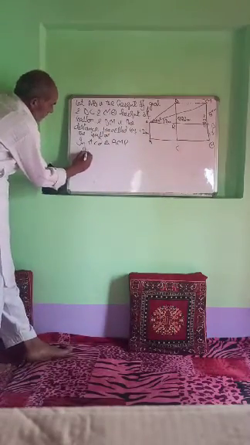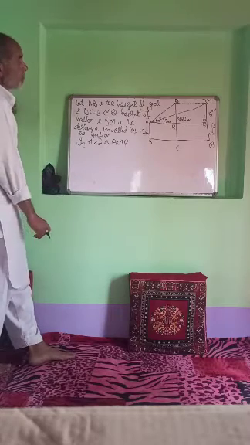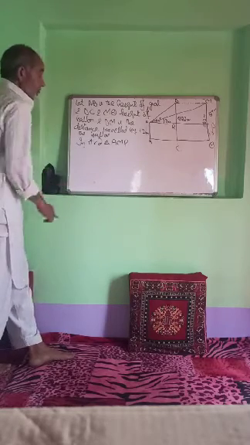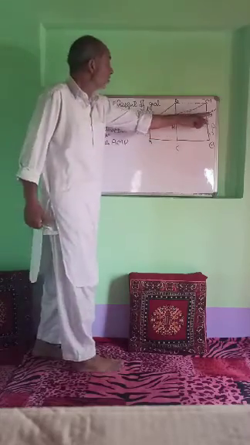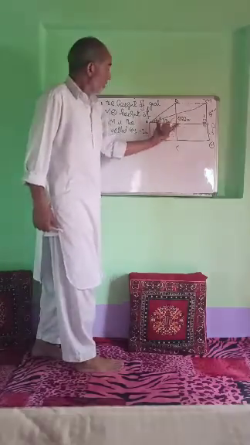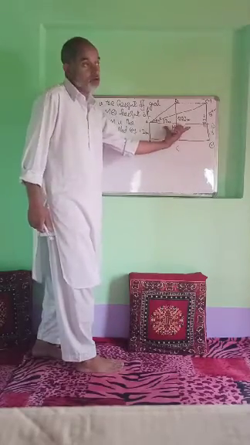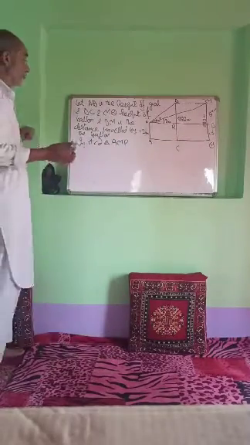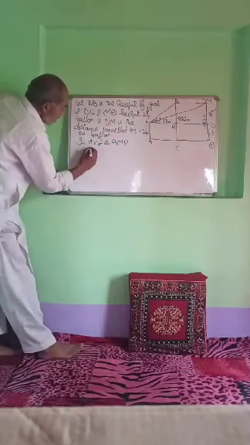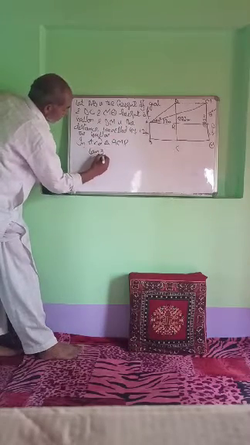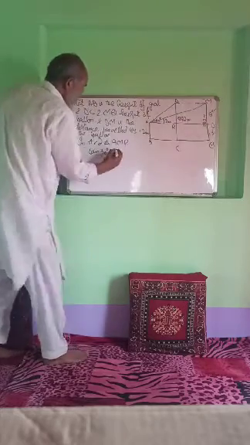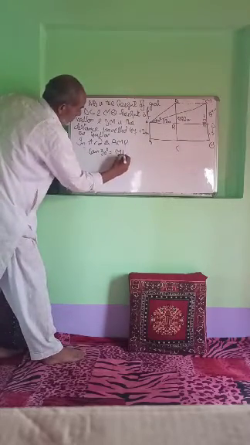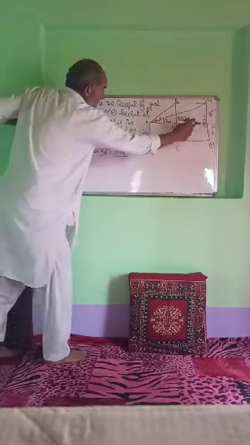In triangle AMP, here the opposite side to the given angle is given and we have to find the adjacent side, so we will take the tan ratio of the angle. Tan of 30 degree is equal to MP divided by AP.